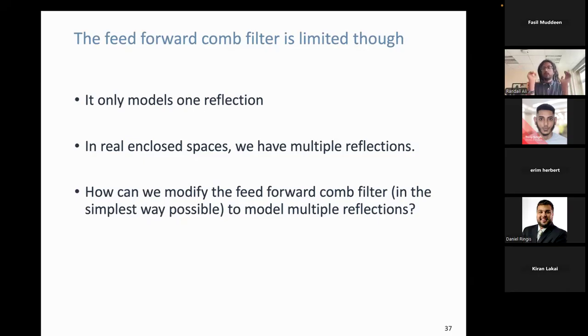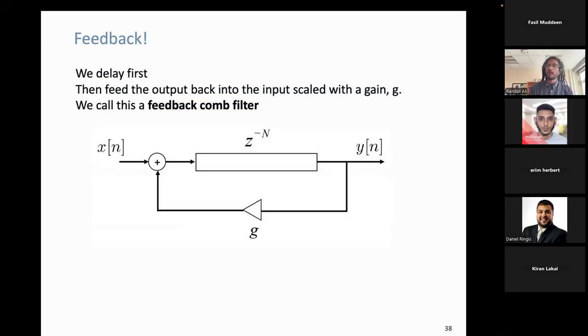And remember, if we're designing virtual physical spaces, we need to design reflections coming from all over. And that gets really complicated, right? So how can we modify this feed-forward comb filter in the simplest way possible to model multiple reflections? Well, it actually is quite simple. Basically, what you do is you first delay the signal, and then in the output, you feed that back to the input here. And that path that feeds back is multiplied by some gain G, and it's fed back into the input here. And this is what we call a feedback comb filter.